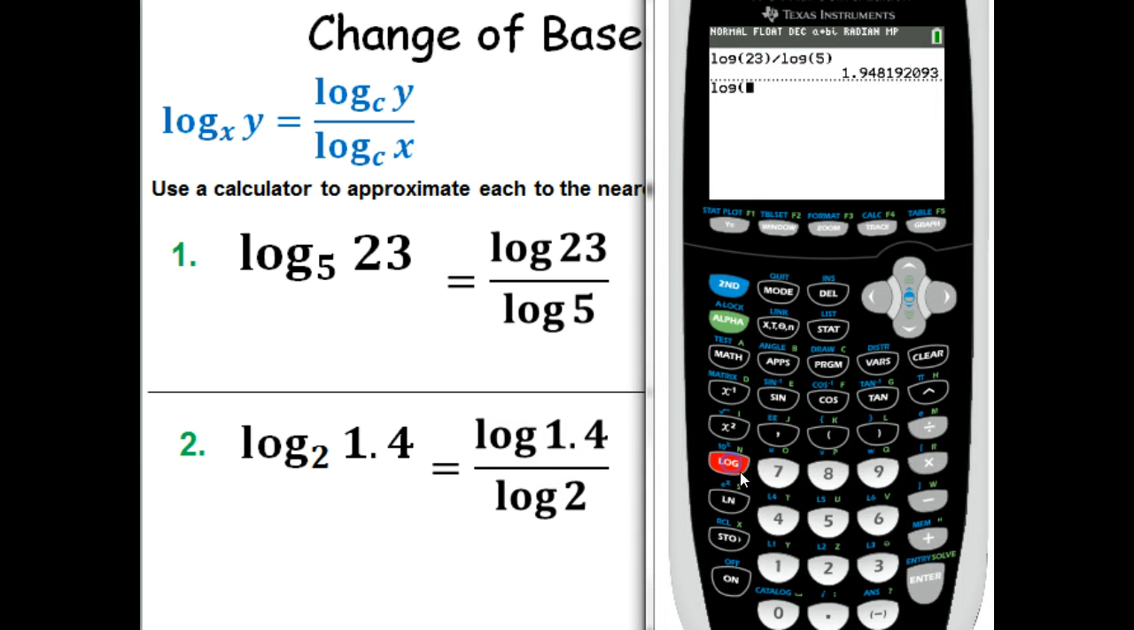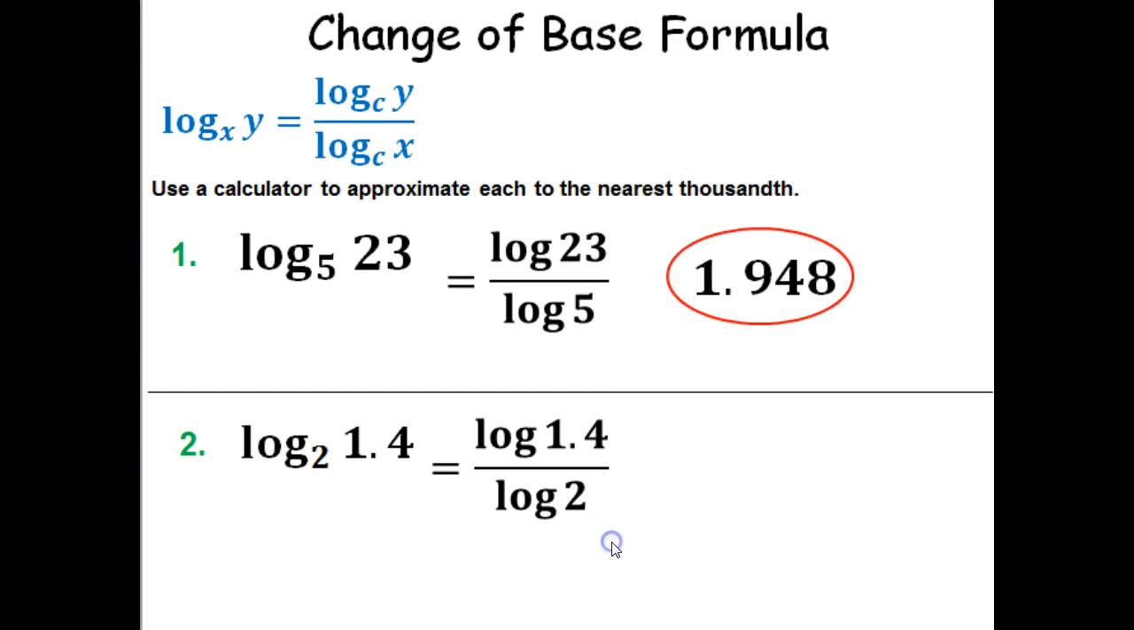And we're going to just type in log 4.1. Close that parenthesis, otherwise you'll get the wrong answer. Divided by log 2. Hit enter, and here's your answer. And again, we want to round it to the nearest thousandth, which is 3 decimals, so 0.485, and that's our answer here, 0.485.